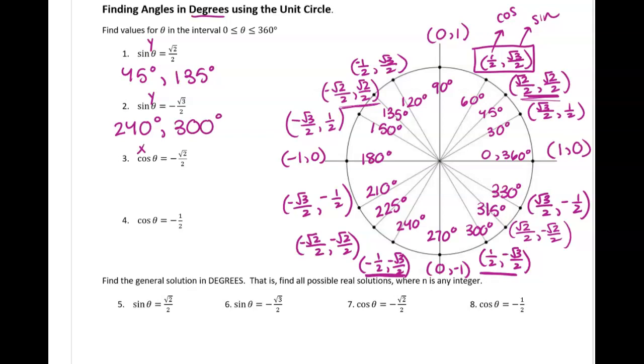Cosine is x. So where is the x value negative root 2 over 2? Looks to be 135 degrees, and also 225 degrees. Another x value: for which angle is the x value negative 1/2? Let's see, 120 and 240.